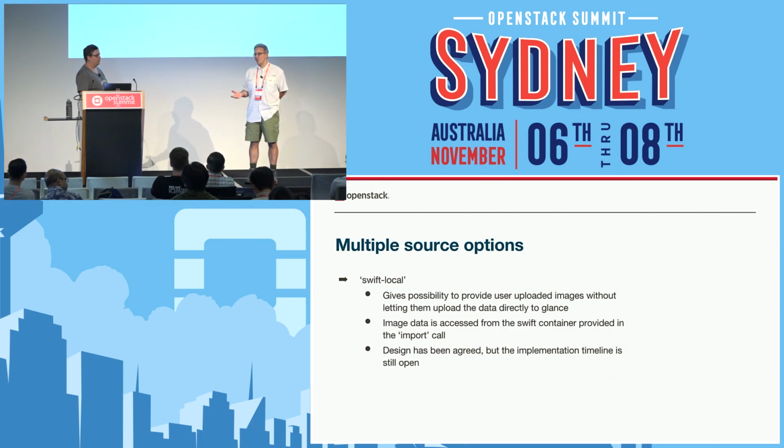So this will give operators a lot of flexibility, because depending on the size of your Glance nodes, you may or may not want a lot of people uploading stuff to it. If that's the case, then you can use the Swift Local. You may not want people using copy-from at all, because they're bringing in weird stuff that you don't want to allow, so you don't have to do that.